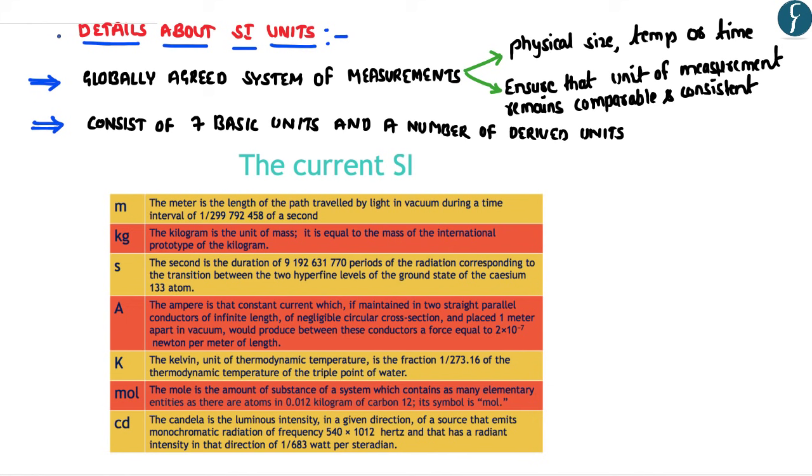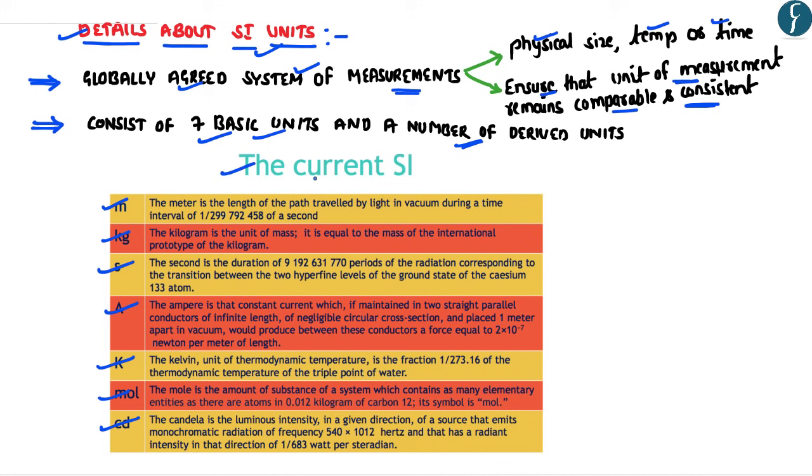Now coming to the details related to the international system of units. The SI units is a globally agreed system of measurements which may be used for the measurement of physical size, temperature or time. And having a globally agreed system of measurements ensures that the units of measurement remain comparable and consistent across the countries in the world. The SI units basically consist of 7 basic units and a number of derived units from these basic units. And these 7 basic units include meter, kilogram, second, ampere, Kelvin, mole and candela. Now all the 7 basic units form the current international system of units.